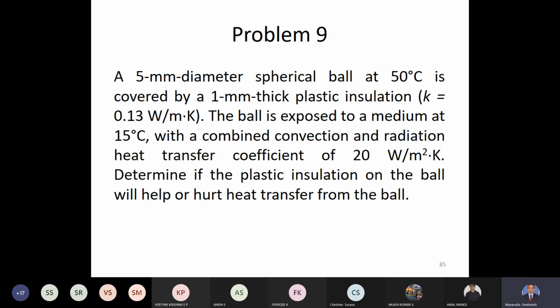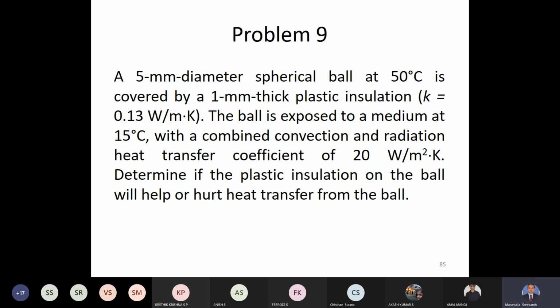K is given as 0.13 watt per meter Kelvin. The ball is exposed to a medium at 15 degrees Celsius with a combined convection and radiation heat transfer coefficient of 20 watts per meter square Kelvin. Determine if the plastic insulation on the ball will help or hurt the heat transfer from the ball.